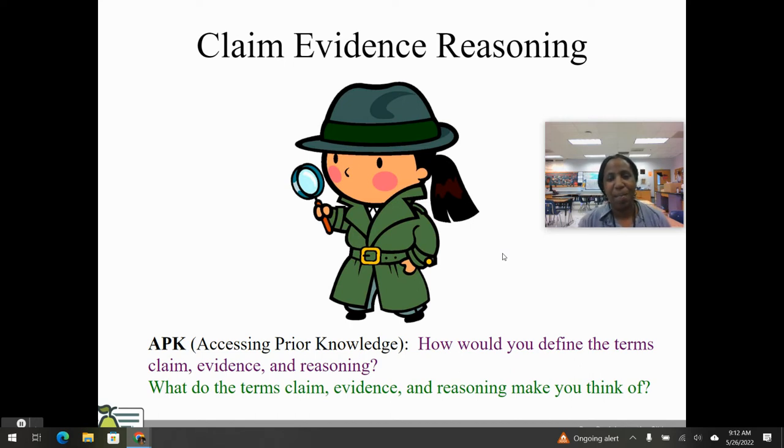All right, so welcome back. So here is what we're talking about today: claim, evidence, and reasoning. So on your Pear Deck, I want you to tell me how would you define the terms claim, evidence, and reasoning. It's okay if you don't know. I just want you to tell me what comes to your mind when you hear those terms. What do you think of? Claim, evidence, reasoning. Pause the video now and answer on your Pear Deck.